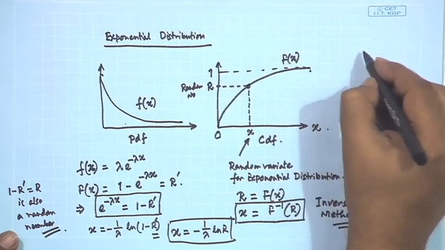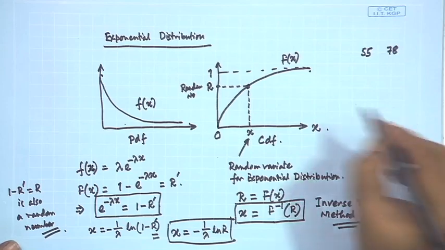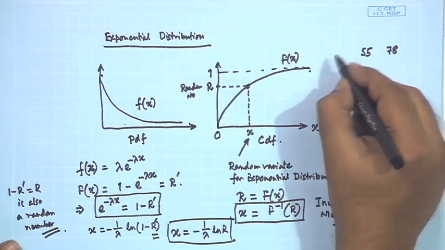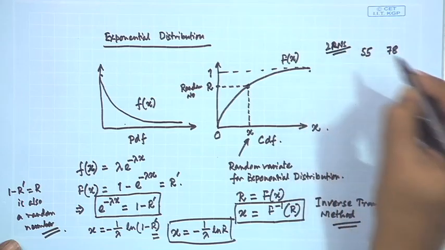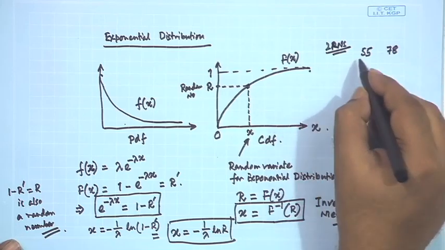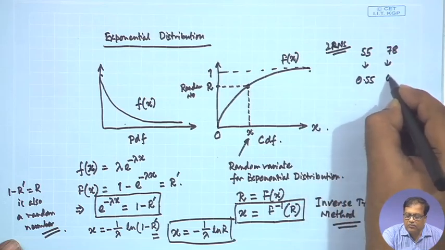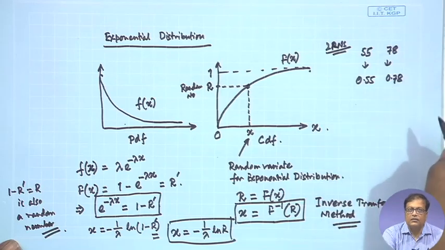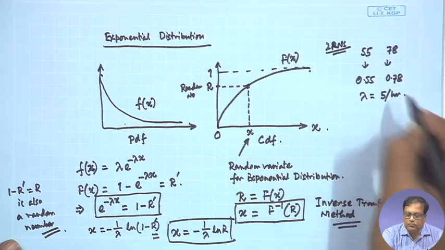So, suppose, let us go one step further. Suppose we have two random numbers, let us say 55 and 78. What we have to do? These are two random numbers, and suppose we have to generate an exponential inter-arrival time. So, we have to convert them to random numbers between 0 to 1, 0.55 and 0.78, and suppose lambda equal to 5 per hour. All right.